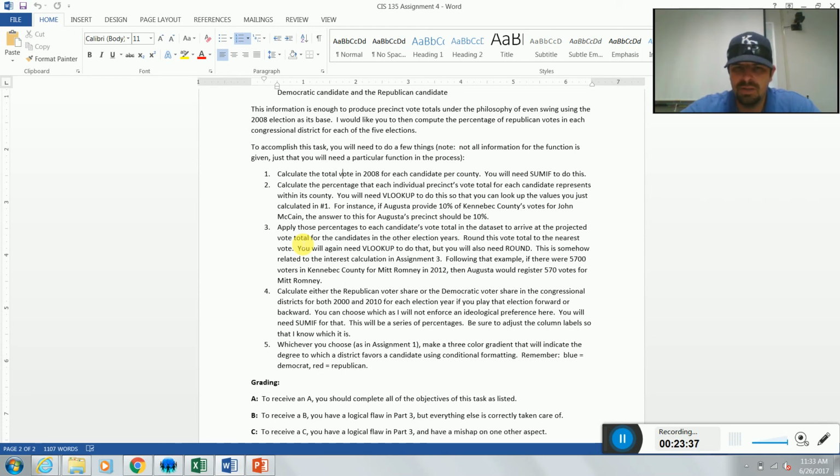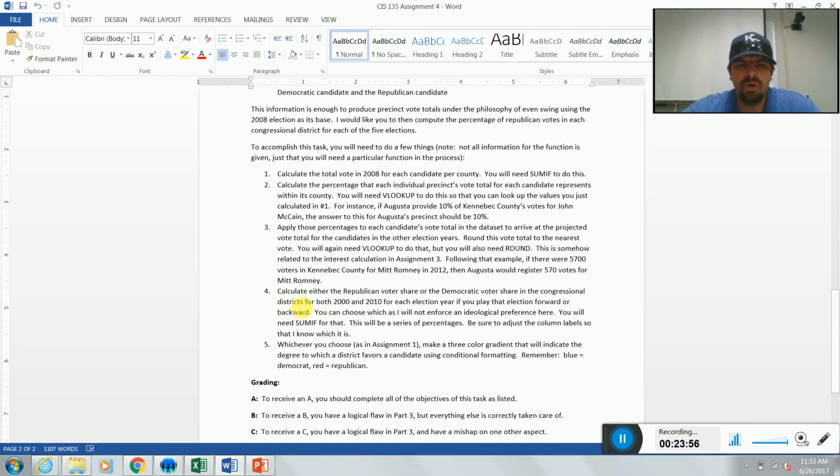This is somehow related to the interest calculation in assignment 3, where you have to go chase some information from somewhere else. Following that example, if there were 5,700 voters in Kennebec County for Mitt Romney in 2012, then Augusta would register 570 votes for Mitt Romney. Okay, because John McCain was the Republican candidate in 2008, Mitt Romney was the Republican candidate in 2012.